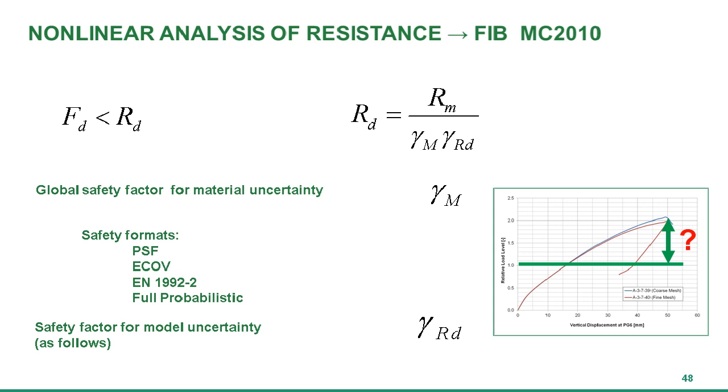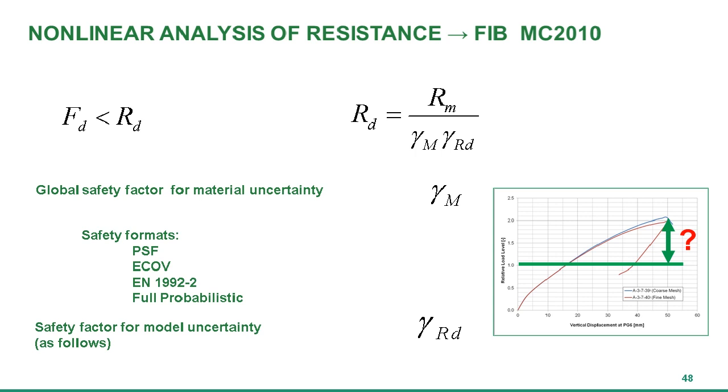And now, how do we calculate the strength of the structure, this R_D? We can calculate it by performing some nonlinear analysis, and then we have to apply some safety factors. One safety factor will come from the material uncertainty, that's the gamma M, and the gamma RD would be the uncertainty of our model, because we have to understand that our nonlinear analysis is of course a model. So this is not reality. There are some uncertainties involved.